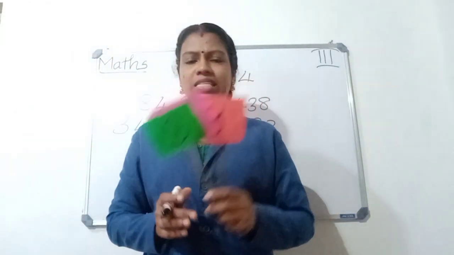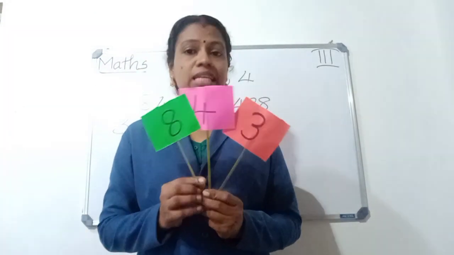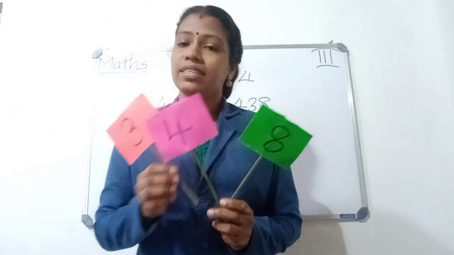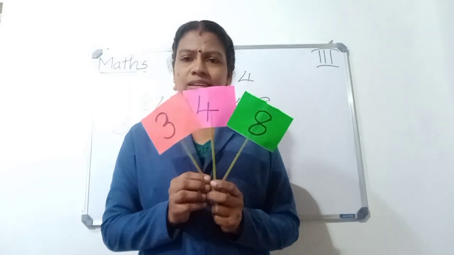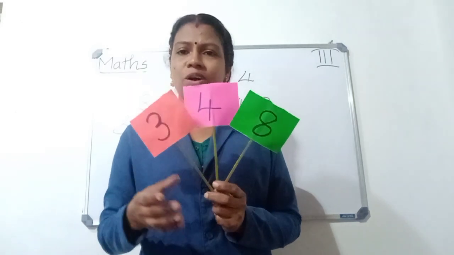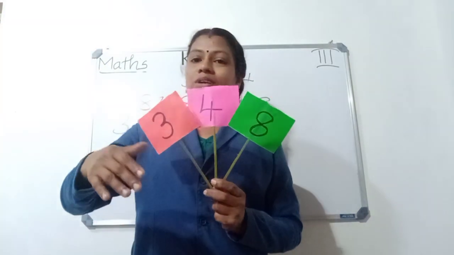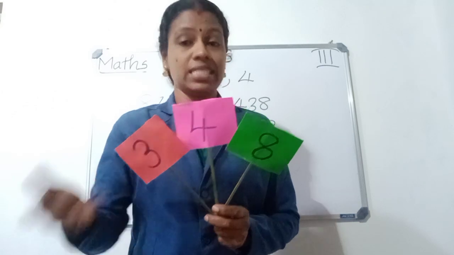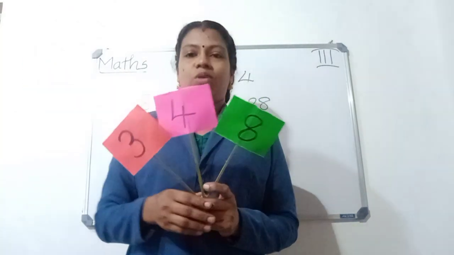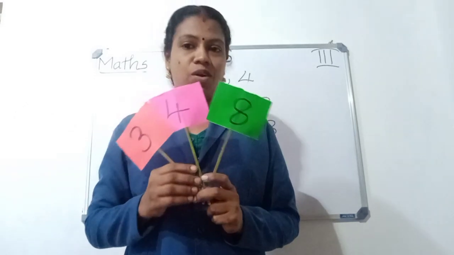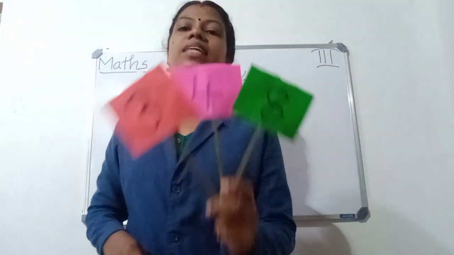Now, let me ask one question. Can you help me to arrange these numbers in descending order? What is descending order? Yes, descending order means big to small, decreasing order. Decreasing or big to small is descending order. Okay, just arrange these numbers in descending order.